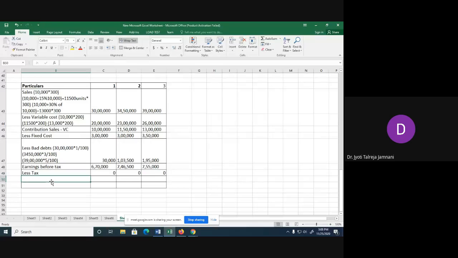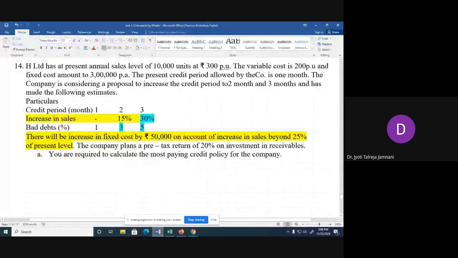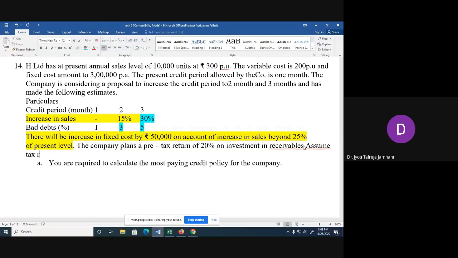So here we will get earning after tax. What I'll do is for this sum, we will take the tax rate because we've done all the sums without tax rate. So at least one I will show you with tax rate. I'll write it here. Assume tax rate 40%. I will take it 30%. Okay.